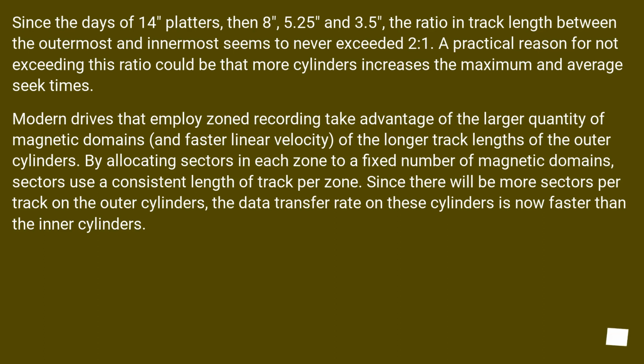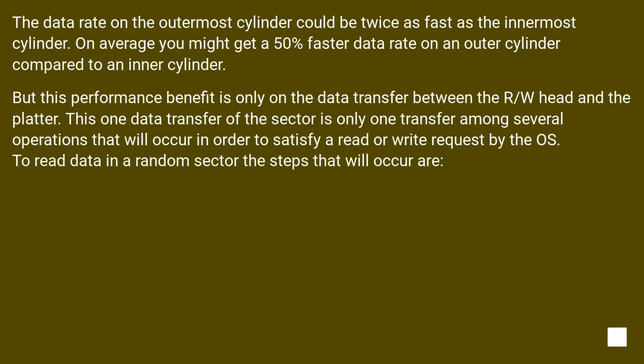By allocating sectors in each zone to a fixed number of magnetic domains, sectors use a consistent length of track per zone. Since there will be more sectors per track on the outer cylinders, the data transfer rate on these cylinders is now faster than the inner cylinders. The data rate on the outermost cylinder could be twice as fast as the innermost cylinder. On average, you might get a 50% faster data rate on an outer cylinder compared to an inner cylinder.